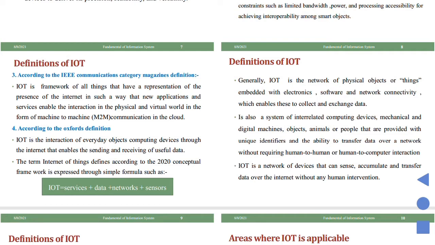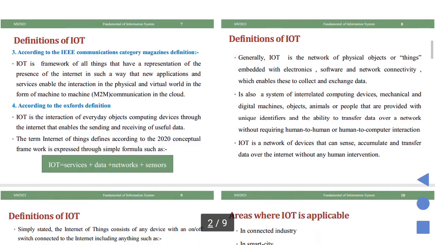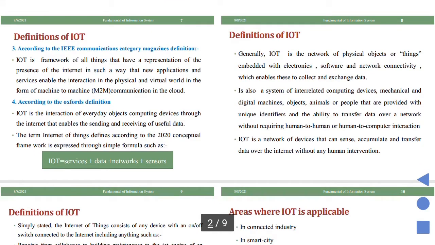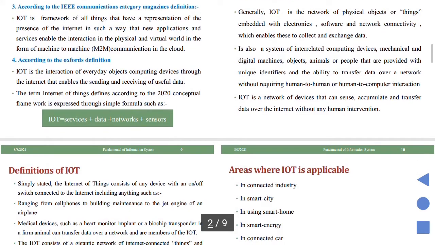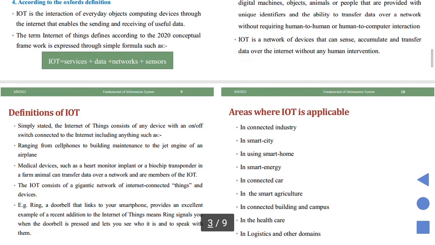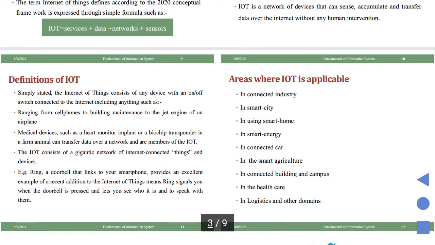So with the definition of IoT, generally IoT is the network of physical objects embedded with electronics which enable them to collect and exchange data.